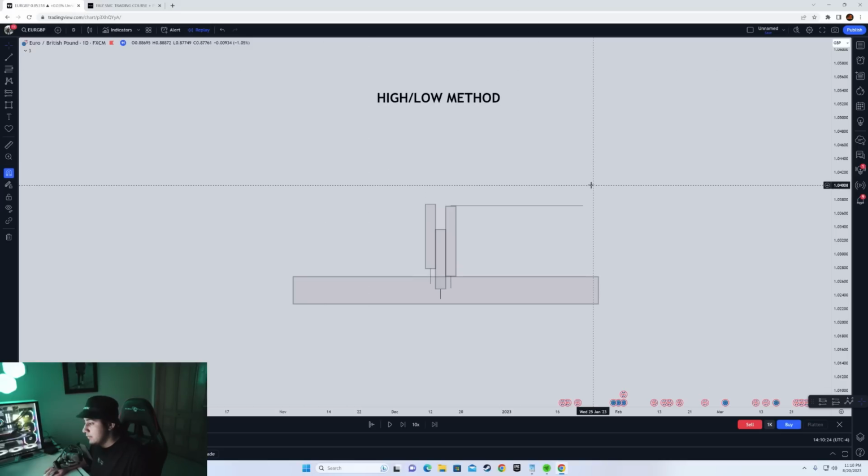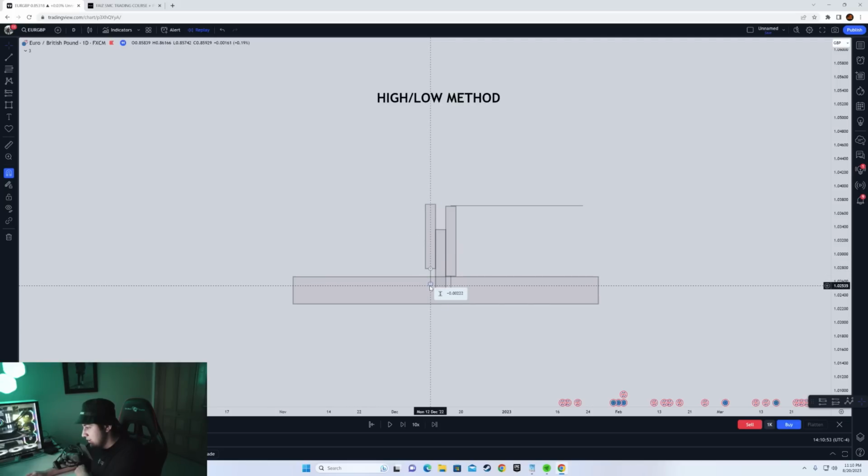So let's move on to method number 3, which is the high-low method. So all you have to do is look for a low or a high formation. Okay, so what is a low or a high? So in this example, we have this low. So this is a 3 candle pattern, right? And this is like beginner stuff, but you must know it. So I'm going to teach it anyways. So this is a 3 candle pattern. All you have to do is look for 3 candles, right? So the mid one is the lowest, right?